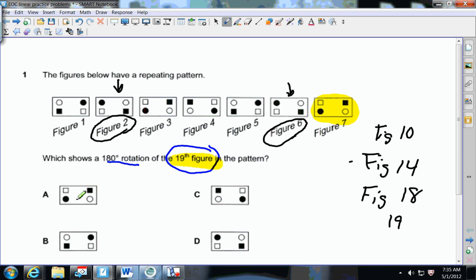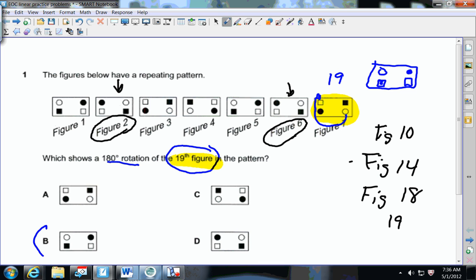But if you chose the answer to be A, that's wrong. Because it says a 180-degree rotation of the 19th figure. So that means here is the 19th figure. If I have a 180-degree rotation, this is going to turn all the way right here. If I rotate it, the colored in circle will be here, open square, colored in square.